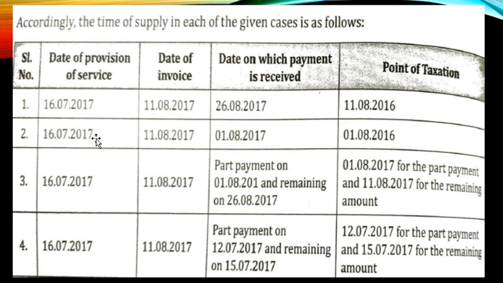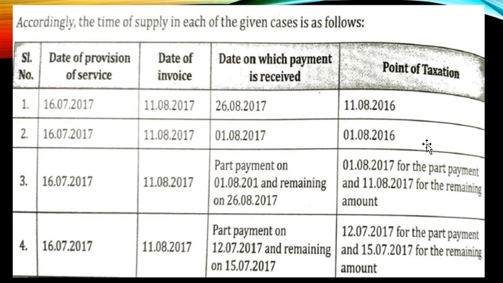Next, date of provision of services is 16/7. Then date of invoice is 11th August. Then date on which payment is received is 1st August. In this case, the invoice is received within 30 days, and the payment is received on 1st August 2017. So in this case, you need to look into the date of invoice and the payment received, whichever is earlier. So the date of payment is earlier, so you will be taking 1st August 2016.